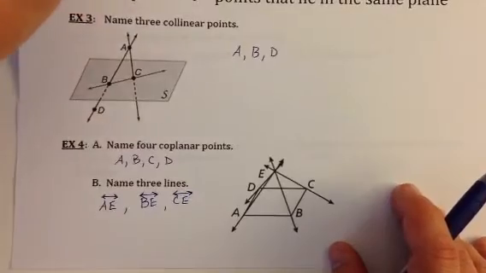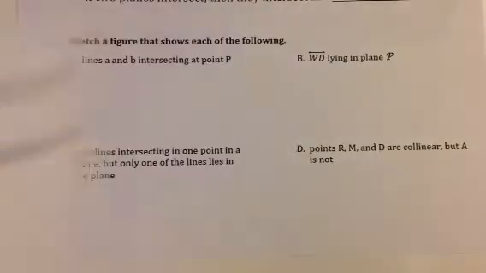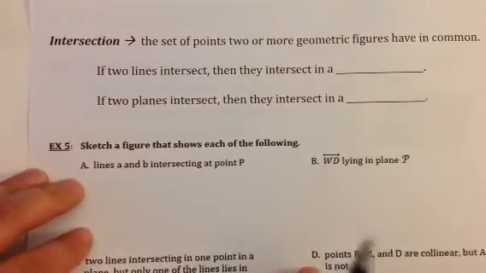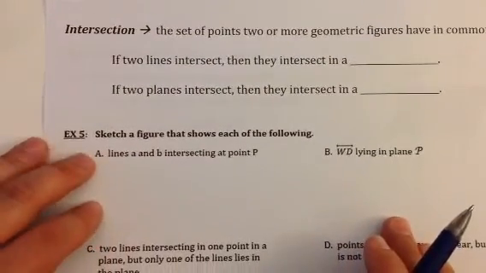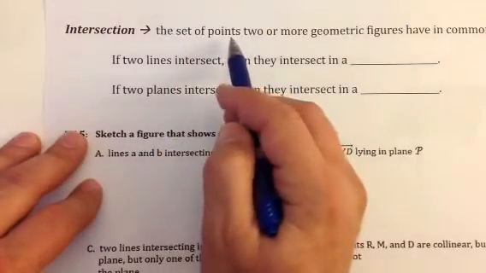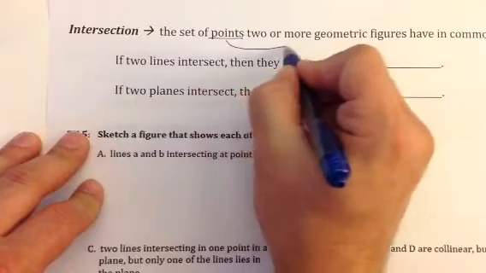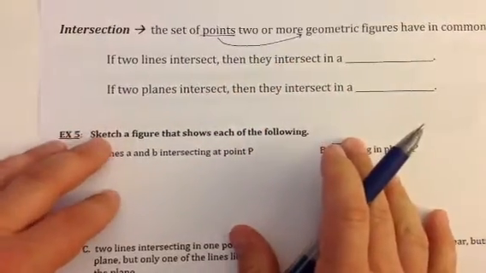And that gets us to another vocabulary term called an intersection. An intersection is the set of points, two or more. That word point should actually be after the words two or more. I'm sorry about that.